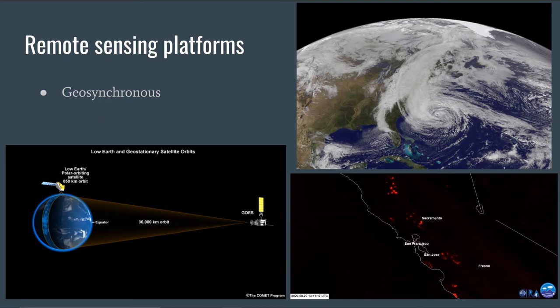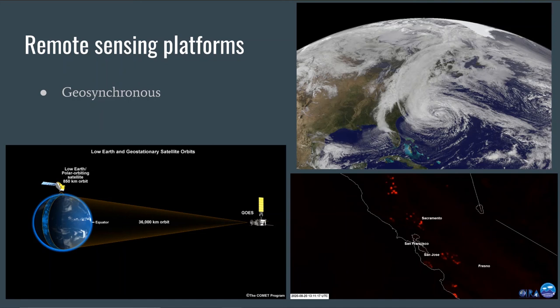So geosynchronous orbit basically means that the satellite keeps imaging the exact same spot on Earth's surface. That means it's revolving around the Earth at about the same rate that the Earth is rotating. And what we have here on the right are a couple examples of this type of imaging. First, this is Superstorm Sandy before it got to New York. Geosynchronous satellites are really good for tracking hurricanes and big weather events like that.